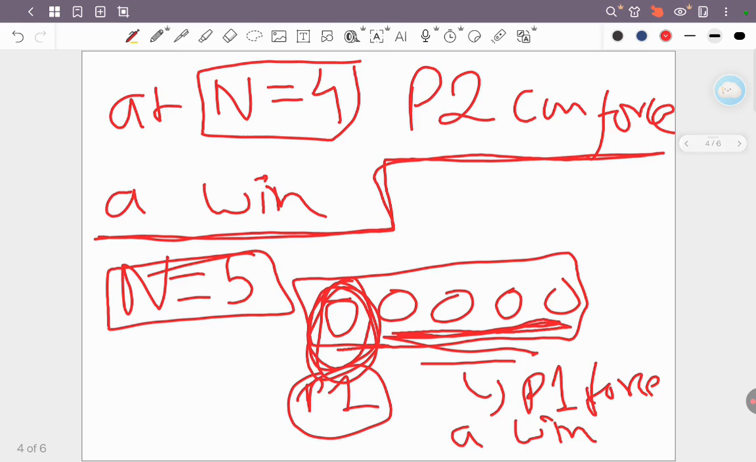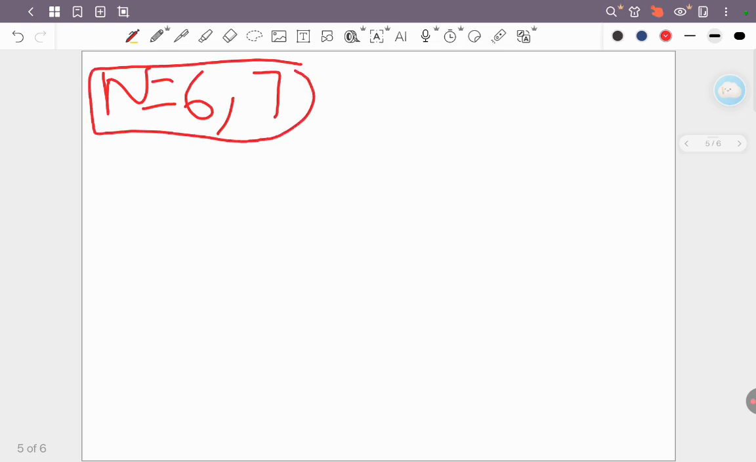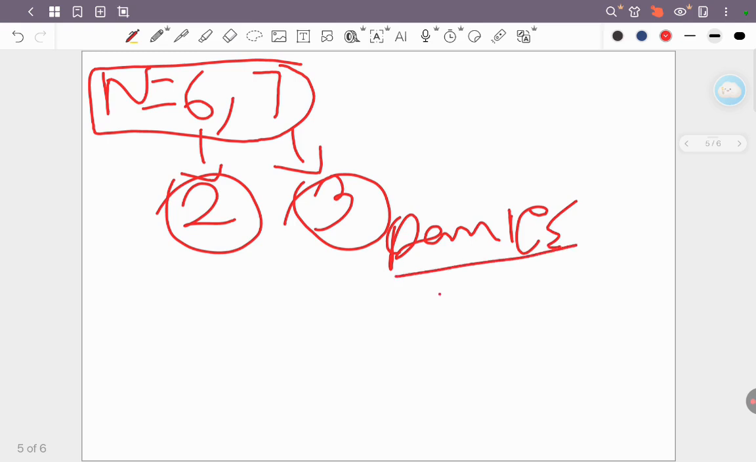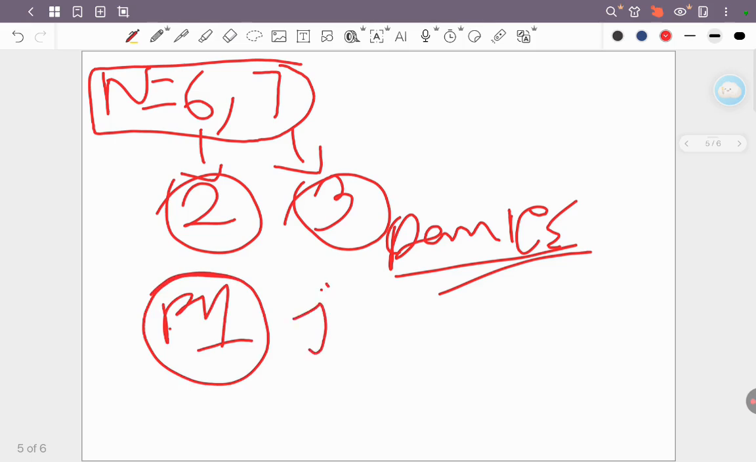So where we were, player 1 can force a win. So what does that mean? That means for n equal to 6 and for n equal to 7, the same goes. In 6, player 1 will take 2, and in 7, player 1 will take 3 pennies. And the same 4 will come. Now we have got something good: player 1 can win.